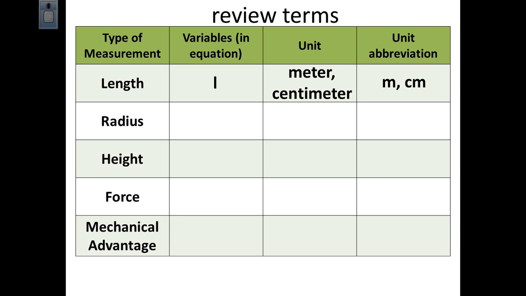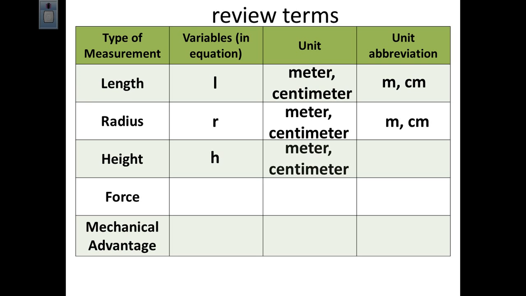If you were working with the simple machine wheel and axle, you would be looking at the radius of the wheel and the radius of the axle. So the mechanical advantage equation for a wheel and axle will have a lowercase r for radius. And those are measured the same way as length. If you were using an inclined plane, you would need to know the height of the inclined plane in order to find its mechanical advantage. In an equation, height is represented with lowercase h, and just like length, it's measured as meters or centimeters, and those are the abbreviations.